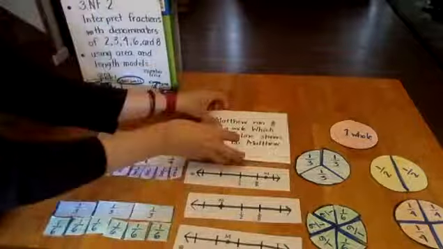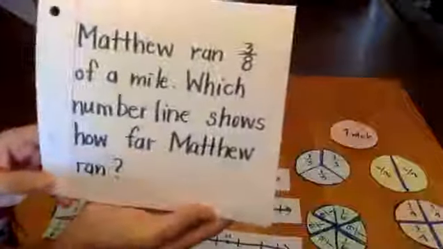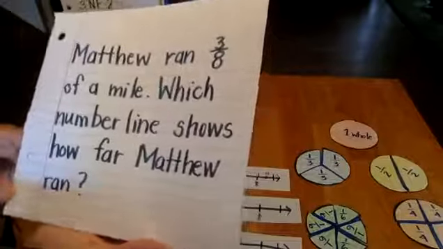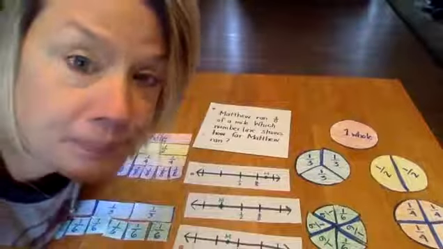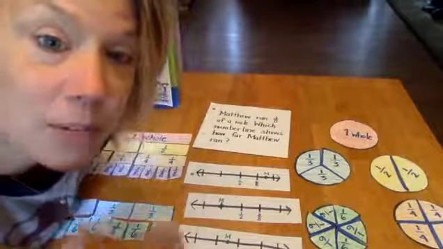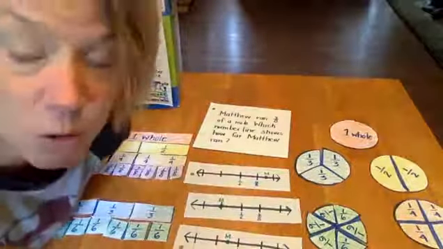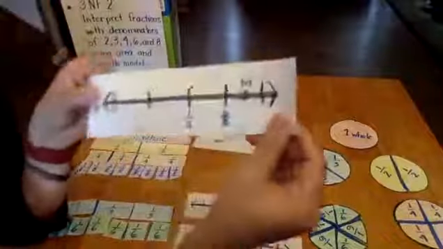So here was our question that Miss Street messed up on yesterday. And it's okay. Here we go. Matthew ran 3/8 of a mile. Which number line shows how far Matthew ran? Okay? And this is really hard. Boys and girls and parents, this is what we call rigor. That means it's taking what we've done before. Everything we've done before has been partitioned into equal areas. And these number lines are too, but it's different than what we've been doing. It is, but it's not.